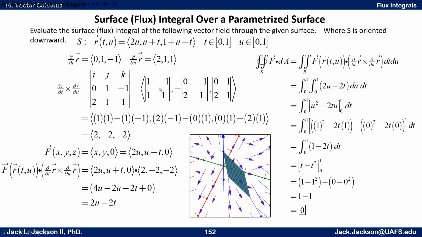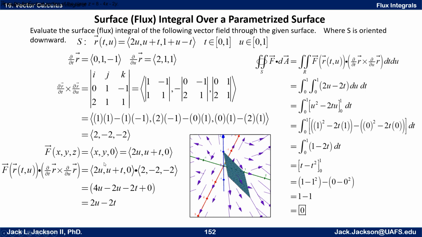Write those here and here, expand by minors. Hopefully you guys remember how to do the cross products. There are the details worked out, and that is also a constant vector, 2, -2, -2. Again, in a more general setting, this might have u's and t's or both in it.